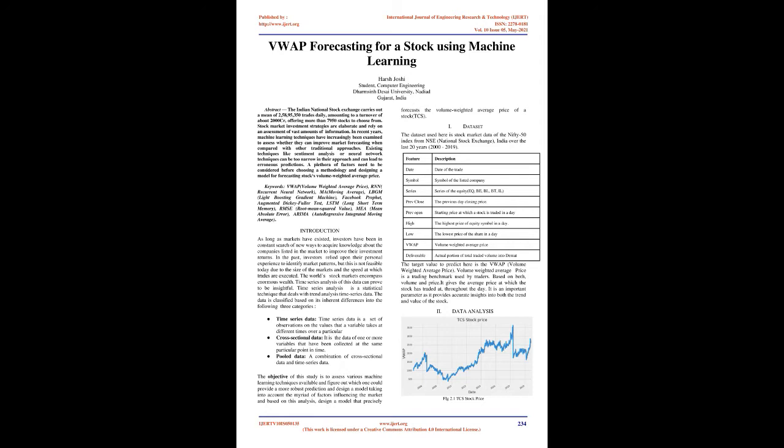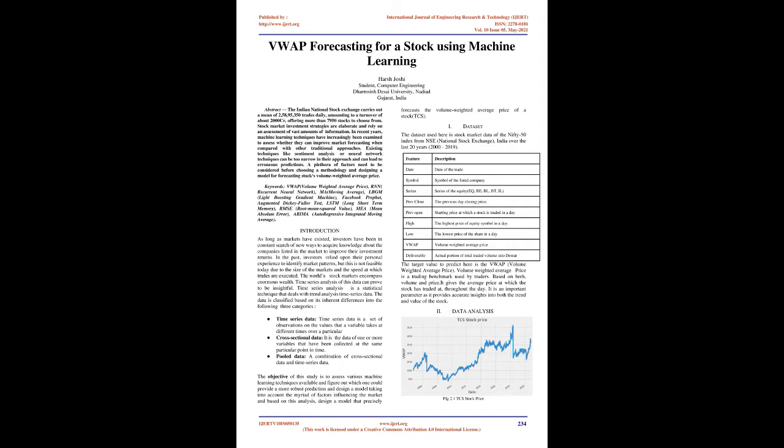Introduction. As long as markets have existed, investors have been in constant search of new ways to acquire knowledge about the companies listed in the market to improve their investment returns. In the past, investors relied upon their personal experience to identify market patterns, but this is not feasible today due to the size of the markets and the speed at which trades are executed. The world's stock markets encompass enormous wealth. Time series analysis of this data can prove to be insightful.